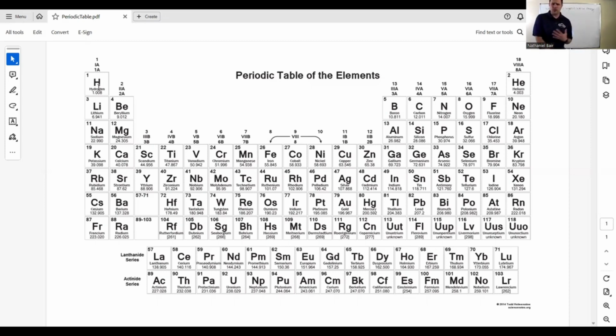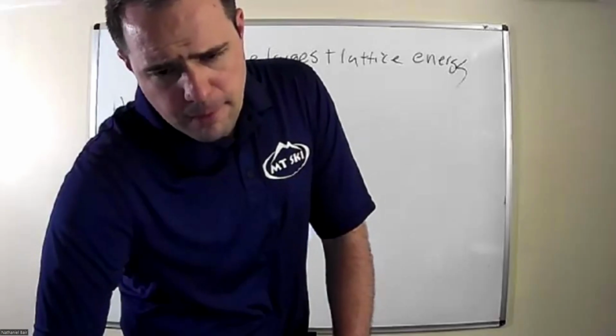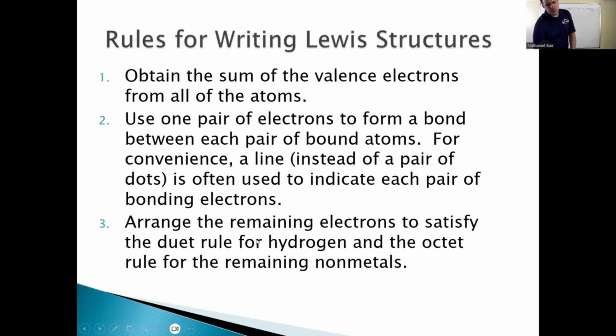We'll eventually look at some exceptions. Boron is happy with 6, and so on. But for now, everybody is trying to get to 8. So that's called the octet rule, and that's what this slide is trying to say. Hydrogen forms stable bonds by sharing 2 electrons in covalent or molecular compounds, and everybody else is doing 8 to fill that octet. So how do we do this?